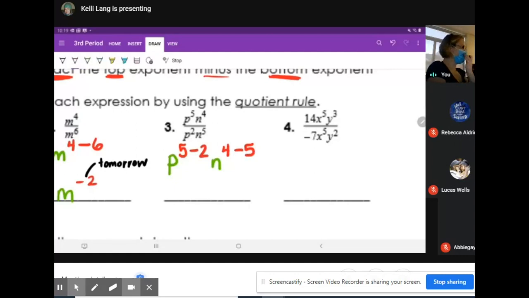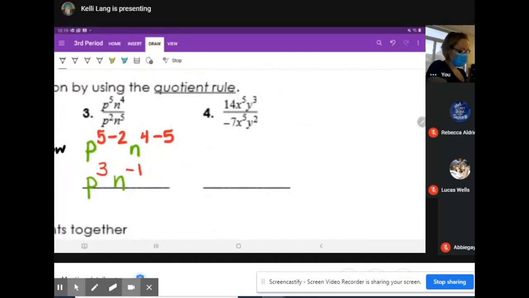So be careful as you do these. If you get your numbers mixed up, you'll get the wrong answer. Now let's simplify. The exponent for the variable p will be 5 minus 2, which is 3. And the exponent for the variable n will be 4 minus 5, which is negative 1. So again, we ended up with a negative exponent, but we'll talk more about those tomorrow.